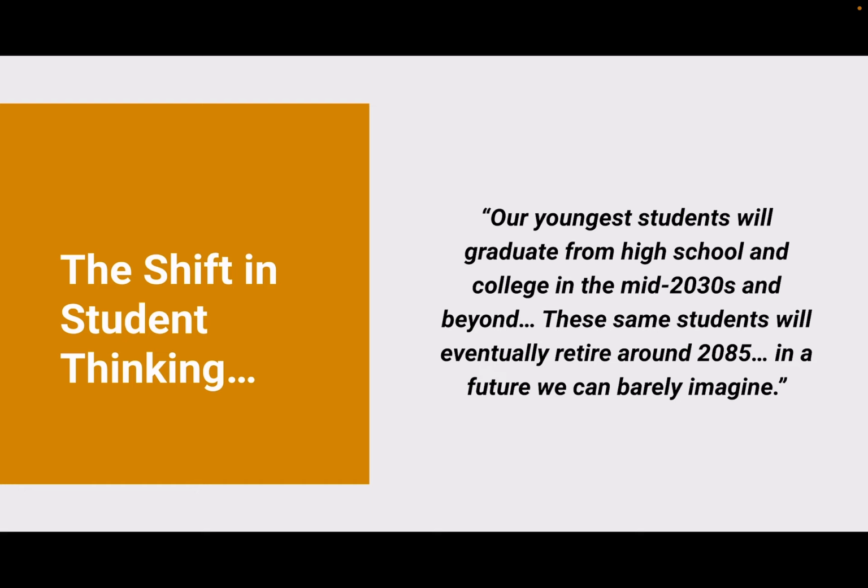If you are teaching our youngest students right now, then you're educating children who will graduate from high school and college in the mid-2030s and a little bit beyond. And these same students, as adults, will work for about 50 years, and eventually the hope is that they'll retire around the year 2085. But pause for a moment and let that sink in. They will retire in 2085, in a future we can probably barely imagine.